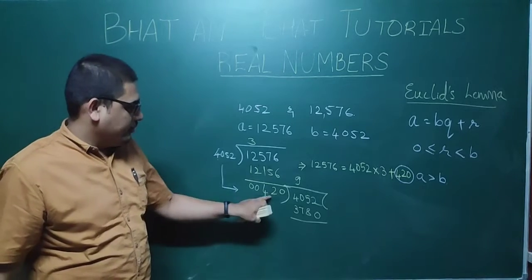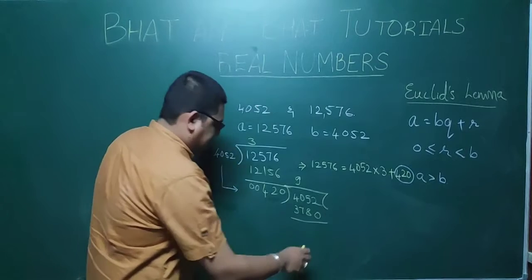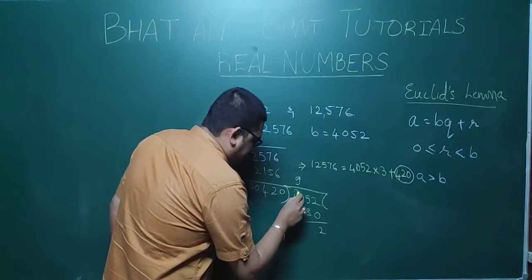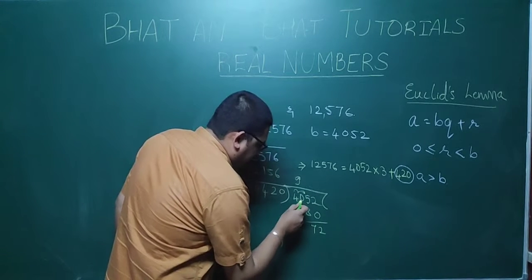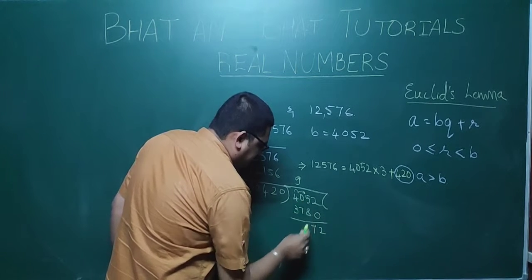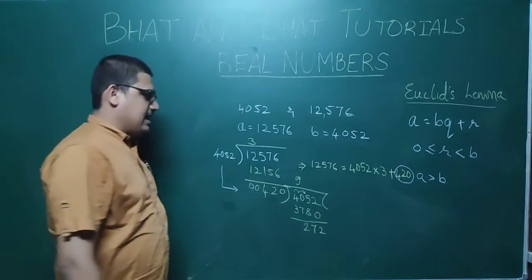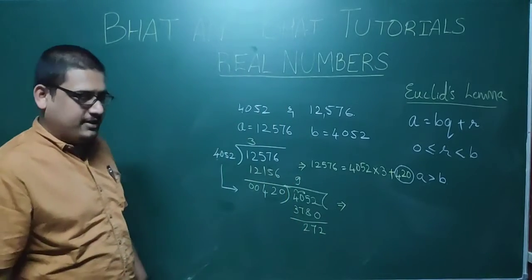Yes. So 420 into 9 is 3780. If I subtract this, I will be left with 2 minus 0 is 2. I have to take a carry from here to here. So 15 minus 8 is 7. I will be left with 9 here. 9 minus 7 is 2. 272. Again, I have to convert this into Euclid's division statement format.